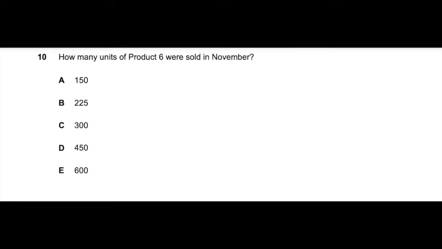Question 10. How many units of Product 6 were sold in November? The correct answer is D because of the following. In the period October to December, Product 6 was only available for purchase in November and December. A total of 600 units of Product 6 were sold during this period. £6,000 was generated from the sale of Product 6 in December. As the price of Product 6 per 100 units was £4,000, then 150 units of Product 6 were sold in December. 6,000 divided by 4,000 equals 1.5. Therefore, in the month of November the number of units of Product 6 sold were 600 minus 150 equals 450 units. Thus option D is correct.